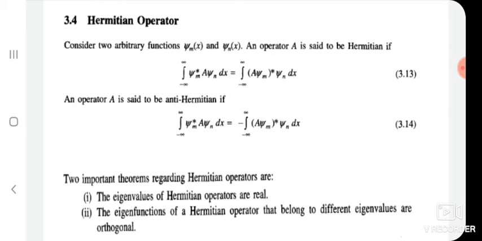Consider two arbitrary functions psi m(x) and psi n(x). An operator A is said to be Hermitian if the integration from minus infinity to plus infinity of psi star m A psi n dx is equal to the integration from minus infinity to plus infinity of (A psi m) star psi n dx.